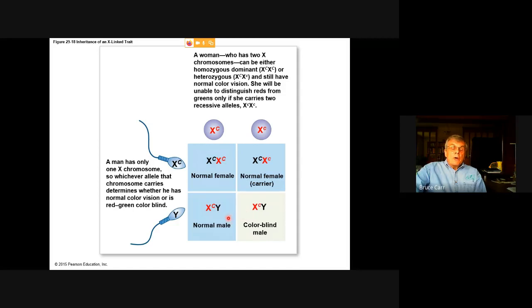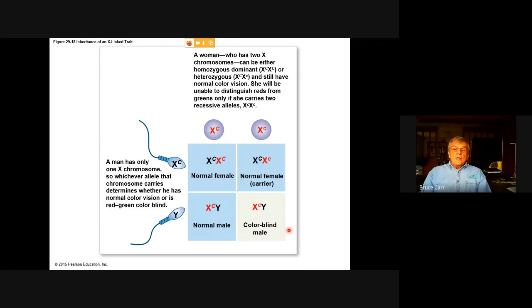The bottom row shows the male offspring. One Y chromosome with the X big C would produce a male with normal vision, just like the father. And the second combination, the X with little c from the mother, will produce a colorblind male. Now, there's several interesting things about this that it takes a while to notice every one of them, but let's just point a couple of them out.